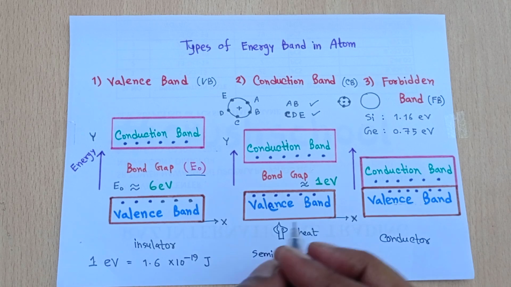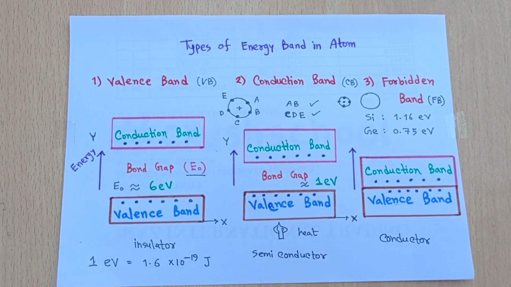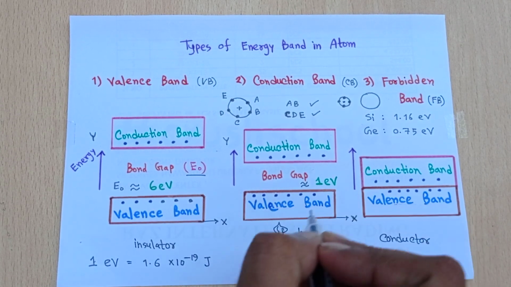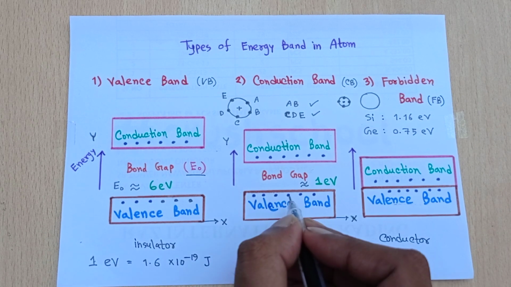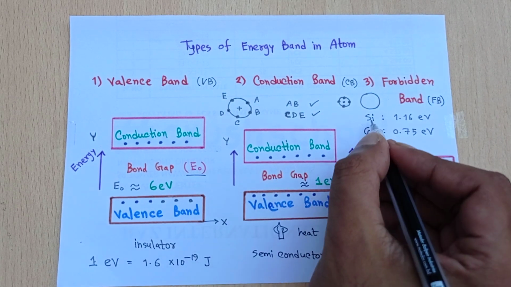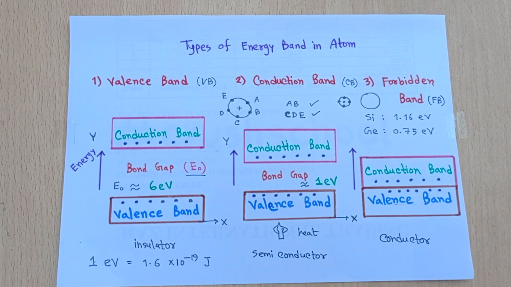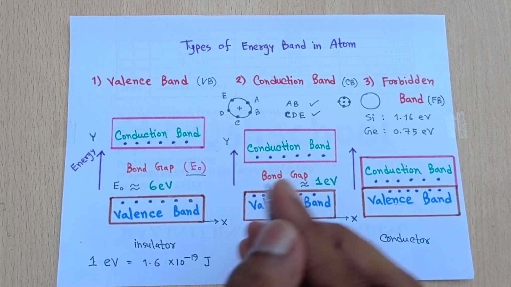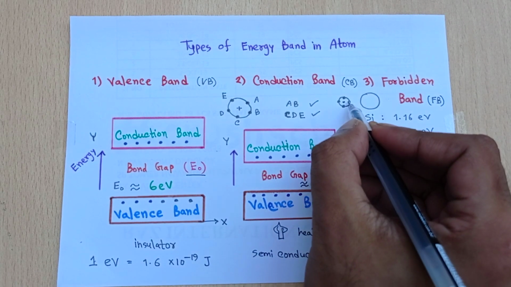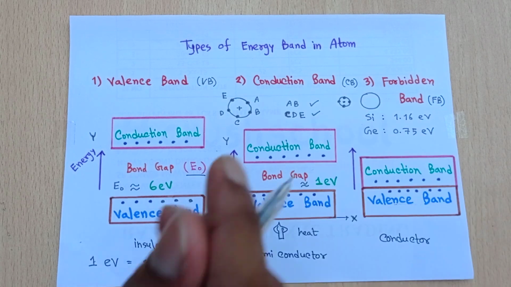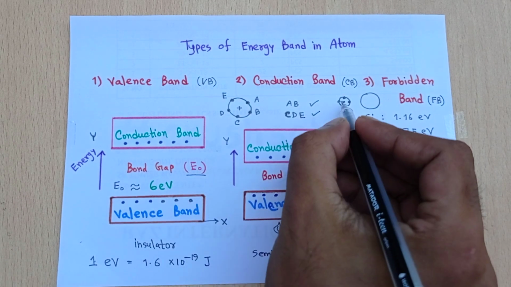So if we want to pass an electron from the valence band to the conduction band for silicon, this is very tough because the electron is highly attracted and attached by the nucleus.